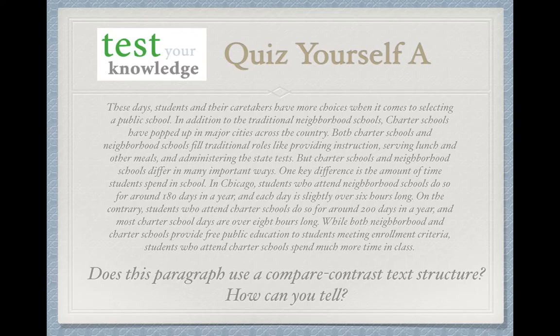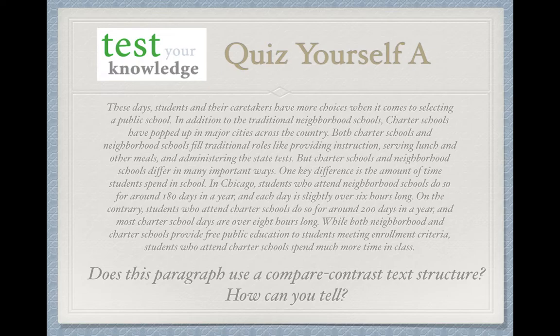Quiz yourself and see if you can figure out if these paragraphs follow the compare-contrast text structure format. These days, students and their caretakers have more choices when it comes to selecting a public school. In addition to the traditional neighborhood schools, charter schools have popped up in major cities across the country. Both charter schools and neighborhood schools fill traditional roles like providing instruction, serving lunch and other meals, and administering the state tests. But charter schools and neighborhood schools differ in many important ways.